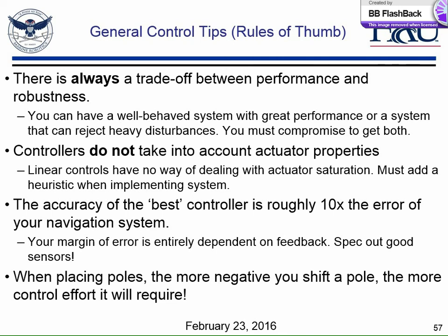The accuracy of your best controller is roughly only 10 times that of your navigation system, so pick good sensors, because the best you could ever do is 10 times whatever your sensors are. When placing poles, the more negative you shift the pole, the more control effort there will be. So that goes back to controllers having no actuator knowledge. If you go from -3 to -100, you're going to put a lot more strain on your actuators, and they might not be able to accomplish that.